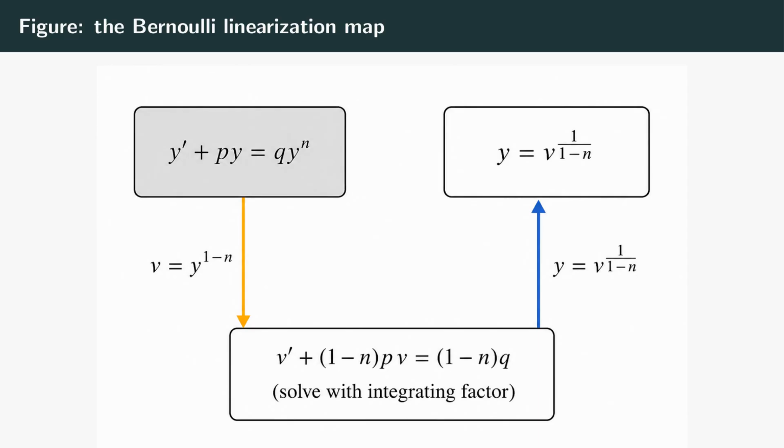Once we have v as a function of x, we follow the arrow back upward, labeled y equals v to the 1 over 1 minus n, which undoes the substitution and delivers the original unknown y in the third box. The shape of the diagram is the whole philosophy of substitution: leave the hard world, solve in the easy world, and return. Every substitution method in differential equations is some version of this round trip.